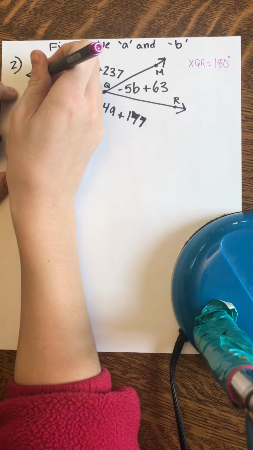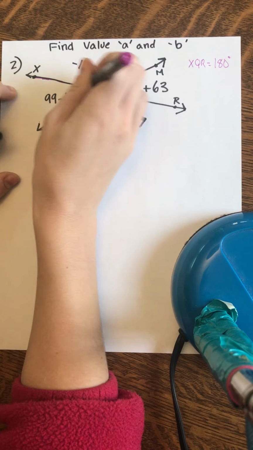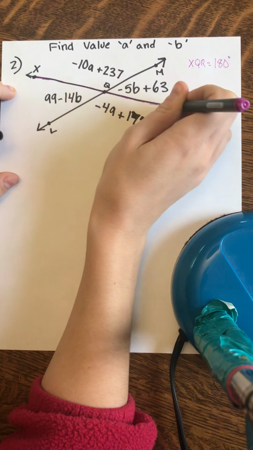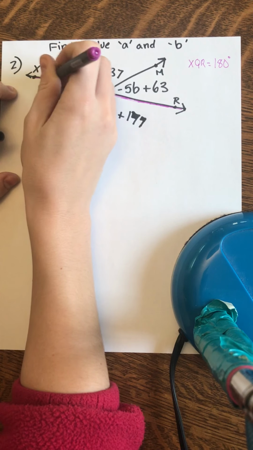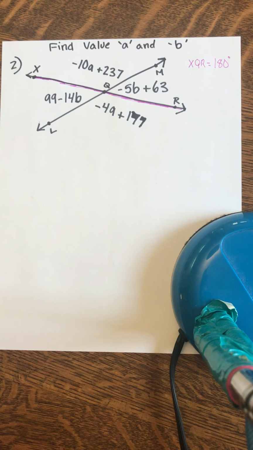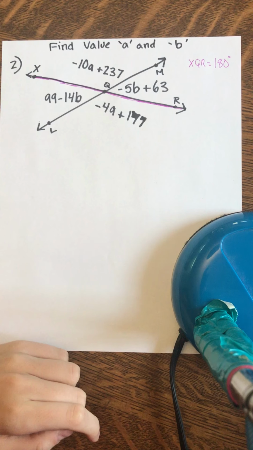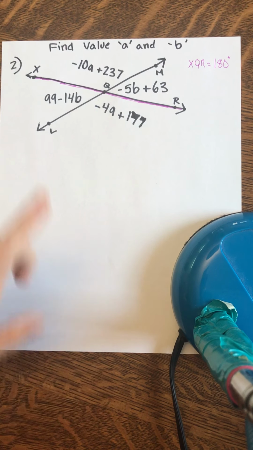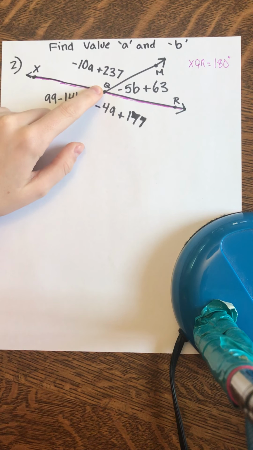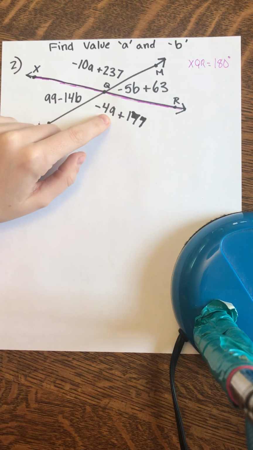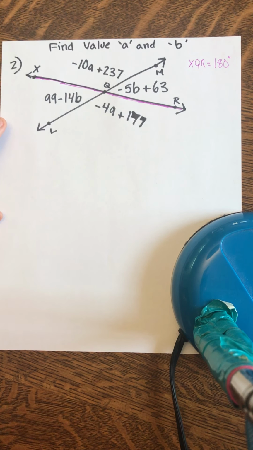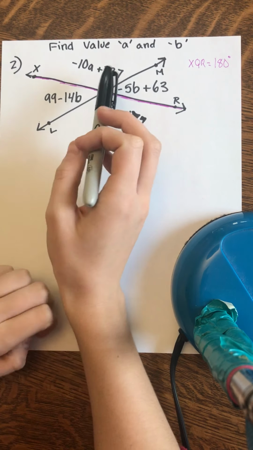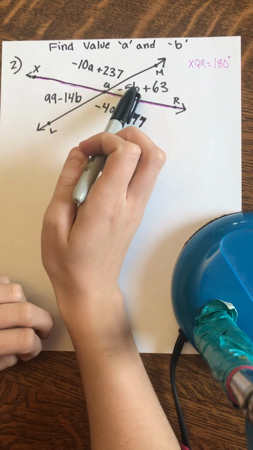And then I'm going to kind of color this angle. XQR is a straight angle. So I already know something important about straight angles. Supplementary angles equal 180 degrees as well. So I know that negative 10a plus 237 plus negative 5b plus 63 equals 180. But I can't start there because I have 2 different variables, a and b.